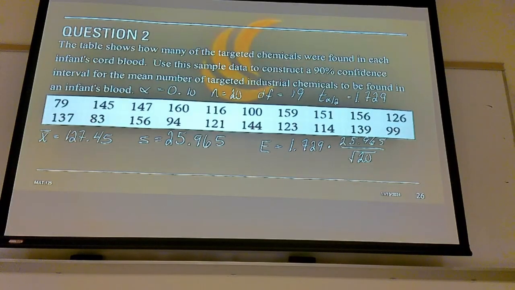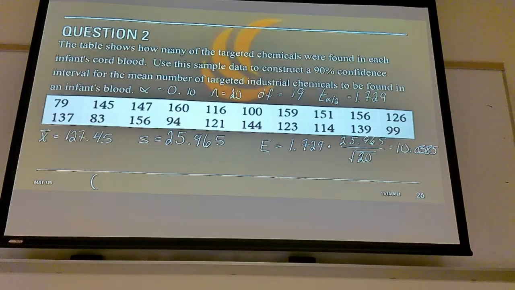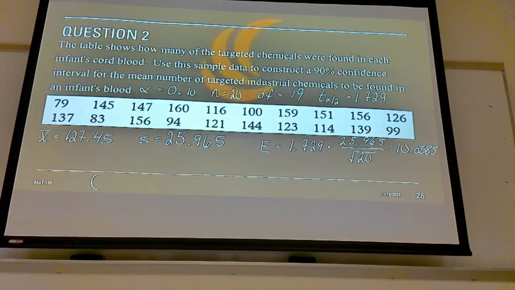The confidence interval is $117.4115 to $137.4885.